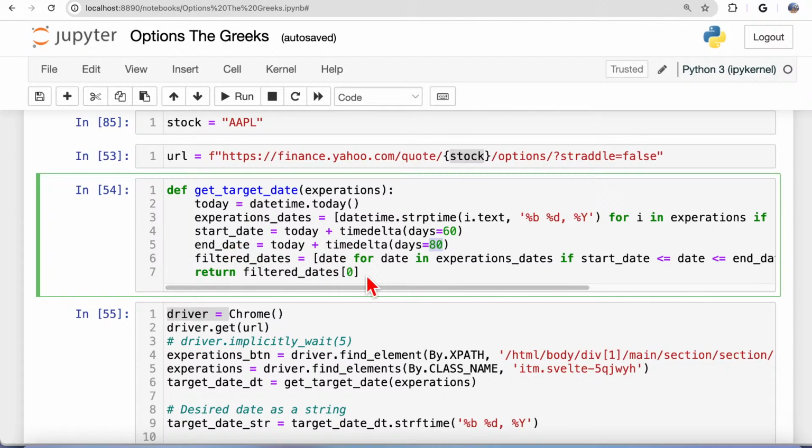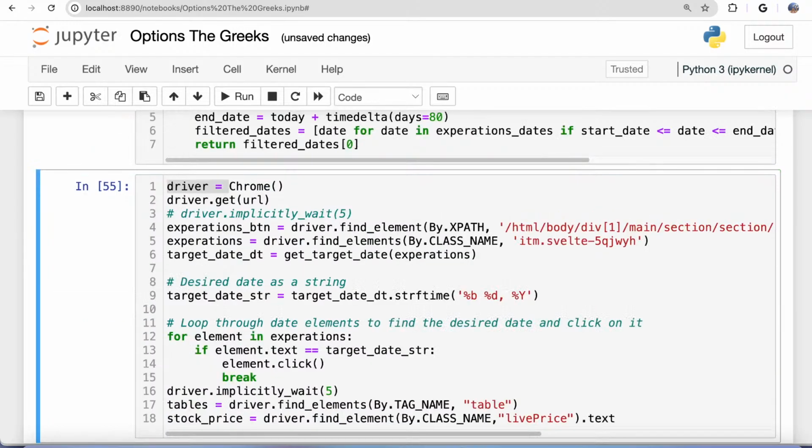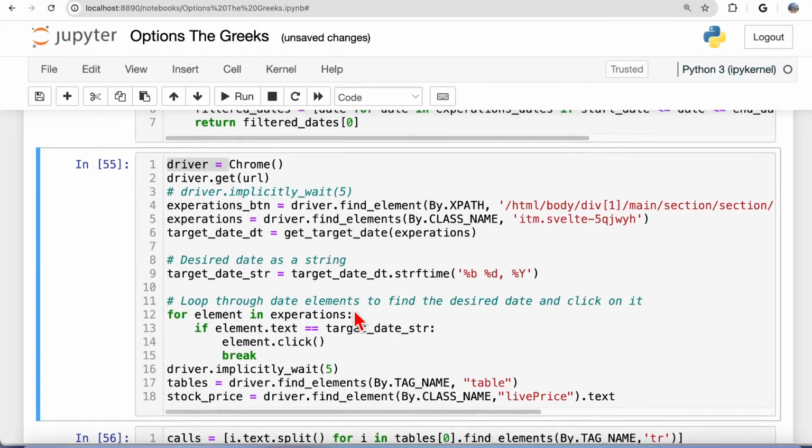So this function will filter all the expiration dates, and then basically I will choose the one that I want. So now I'm not going to be touching anything, and you could run the script on your own. But watch me. When I run this, what's going to happen?